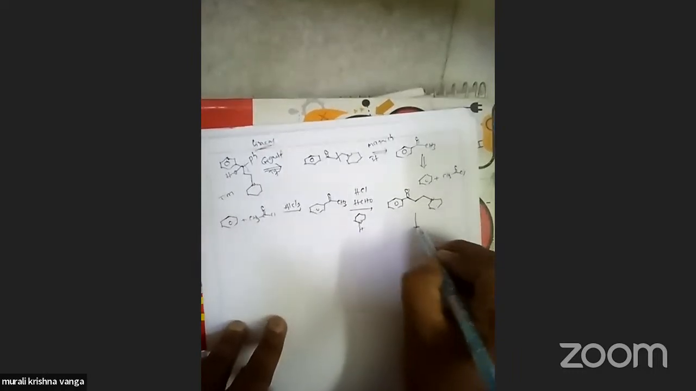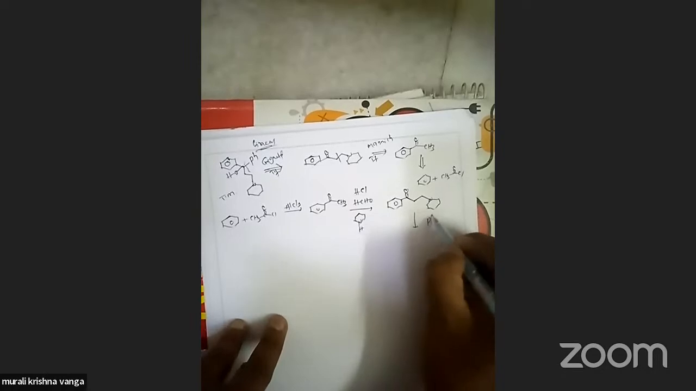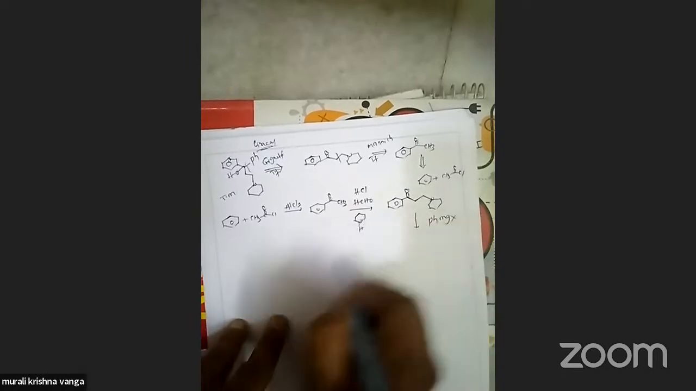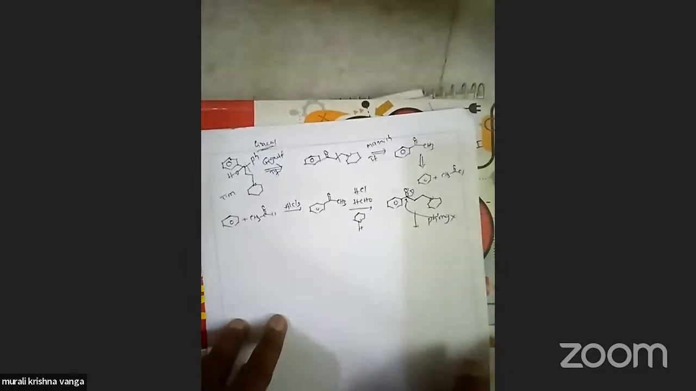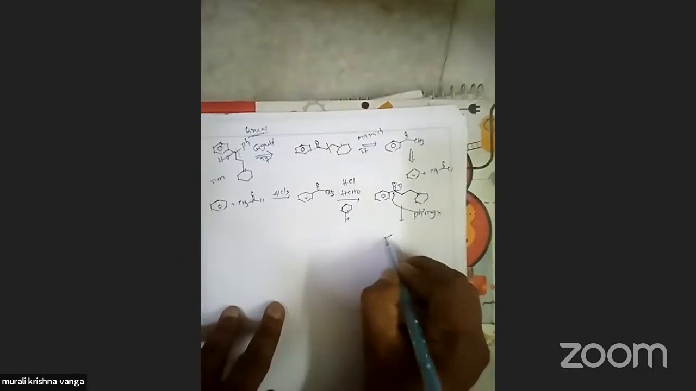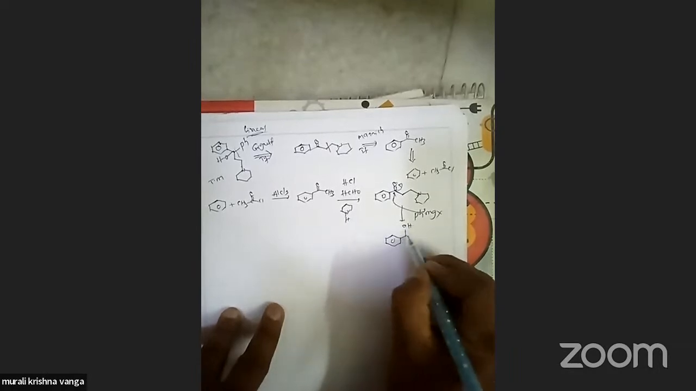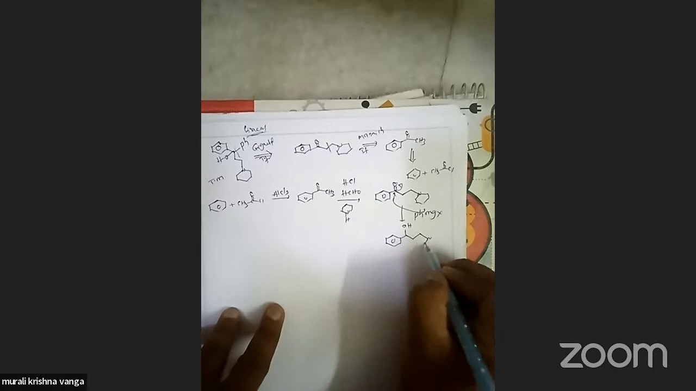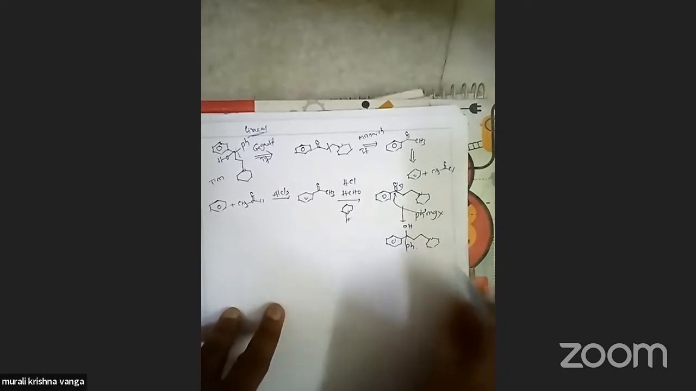When this compound reacts with phenyl magnesium halide, addition to the carbonyl compound takes place, then the carbonyl compound converts to alcohol. This is the path. Okay, this is a linear synthesis.